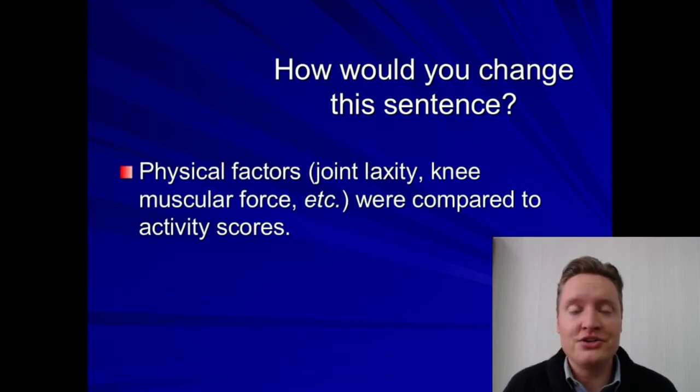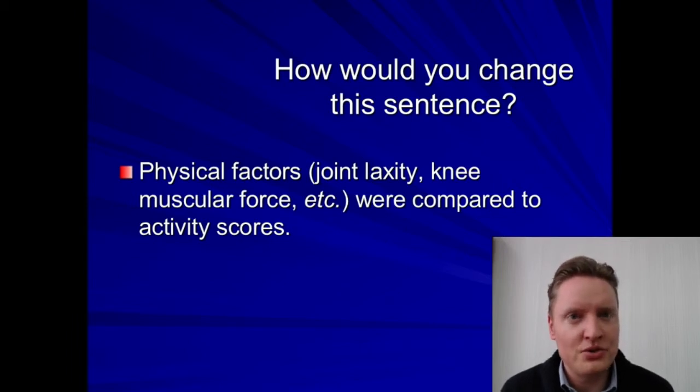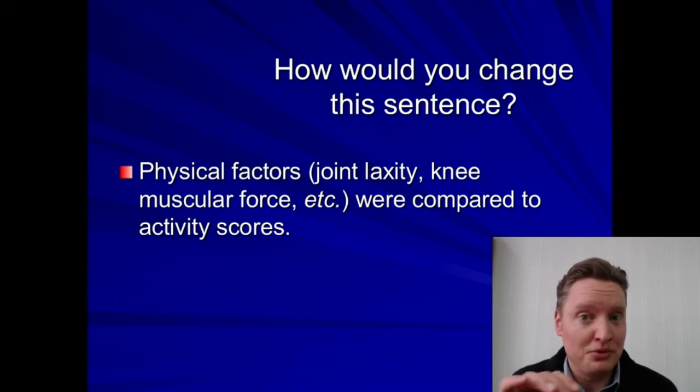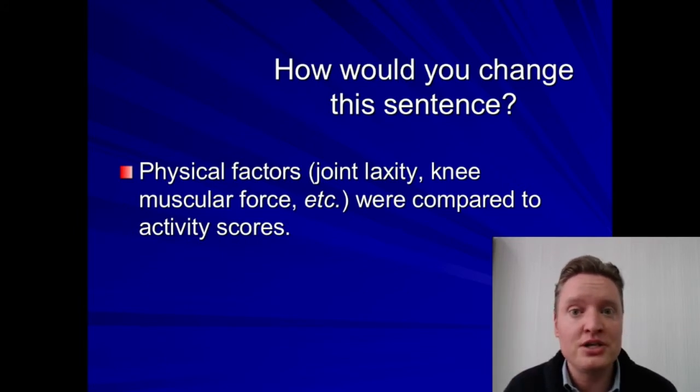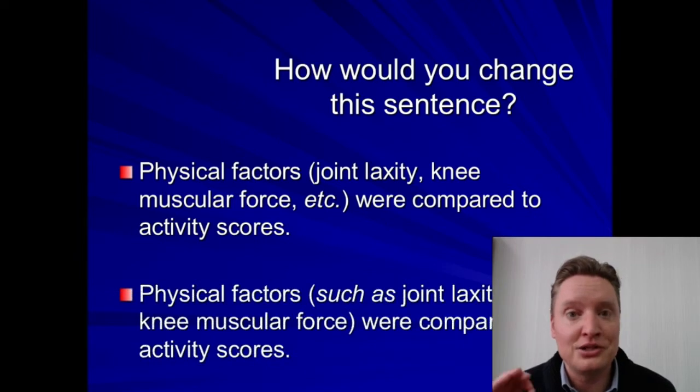Physical factors, joint laxity, knee muscular force, etc. were compared to activity scores. Now, these physical factors, these are examples. Joint laxity and knee muscular force are examples of the physical factors. It's not a complete list. So rather than say etc., we should instead say including or such as. Either one of those is fine here.